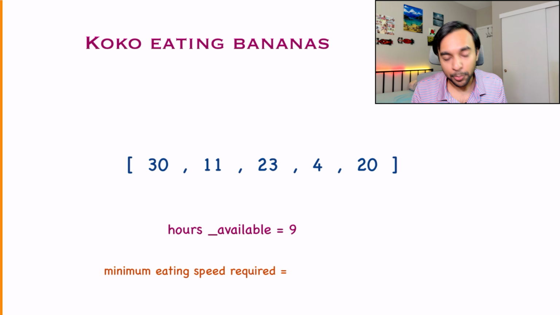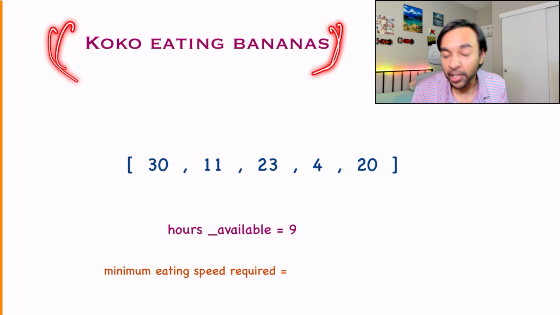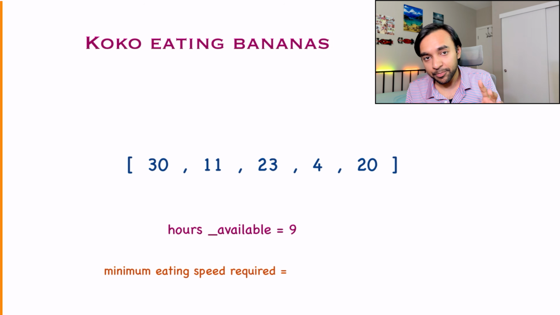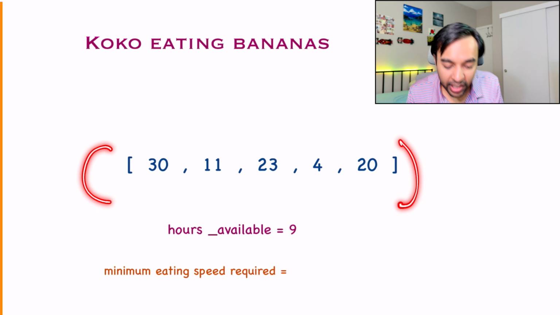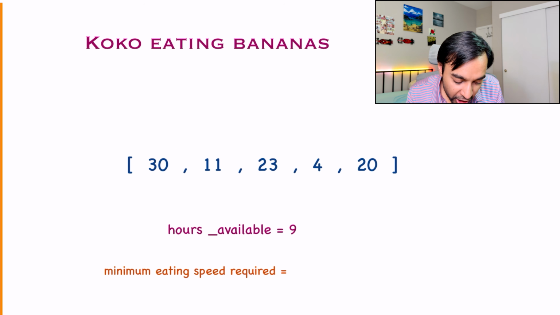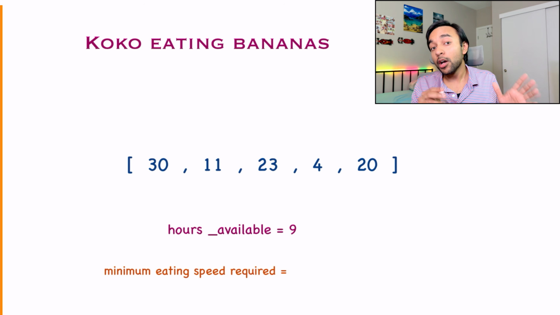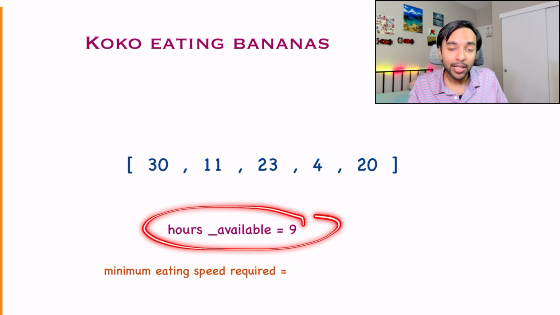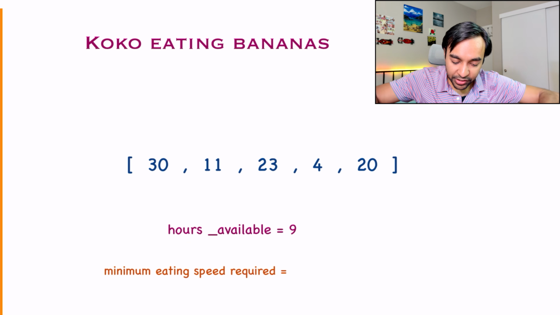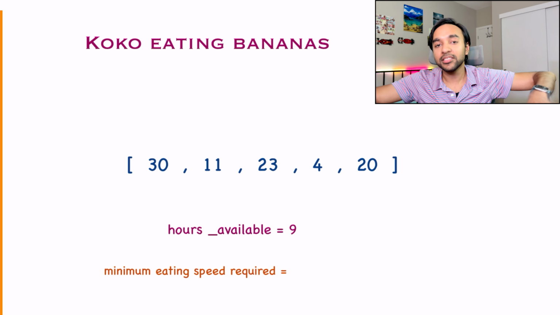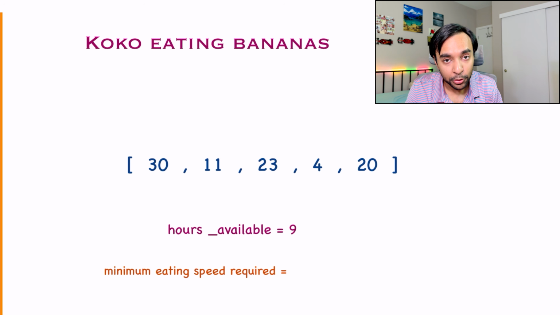Let us look at one more example. And now I think you will be able to solve it on your own. You might have seen another similar problem, and that is Koko eating bananas. Koko is a monkey and it has to eat bananas from these piles. First pile has 30 bananas, then 11, then 23, then 4, and then 20. Koko also has some hours available. He has to eat all of these bananas in these 9 hours.